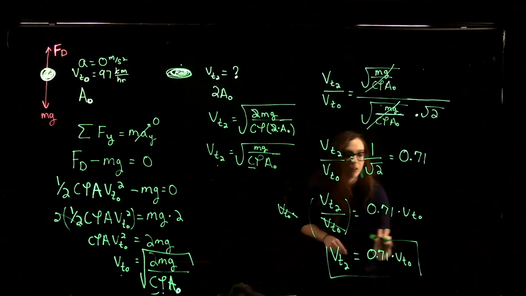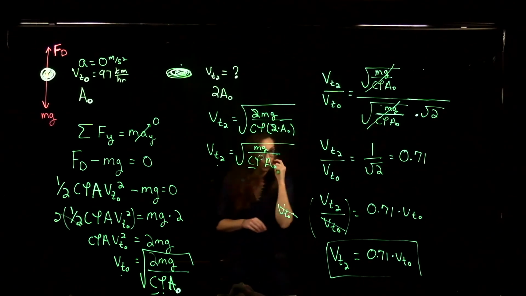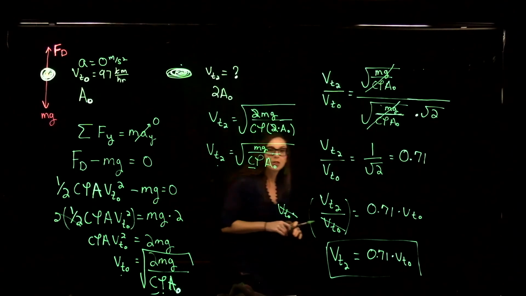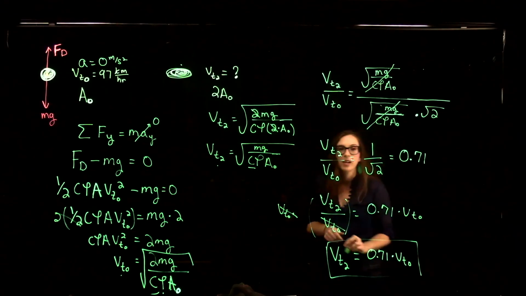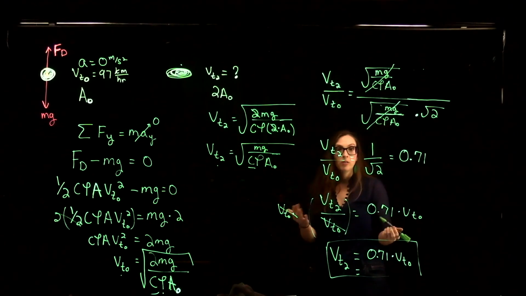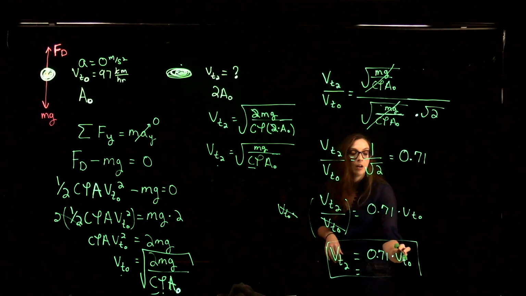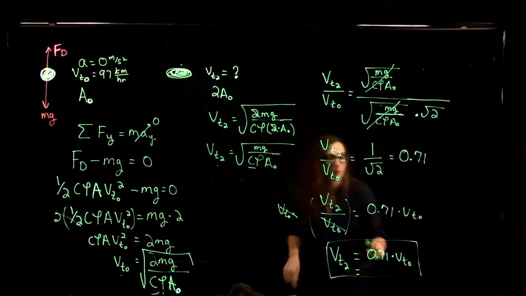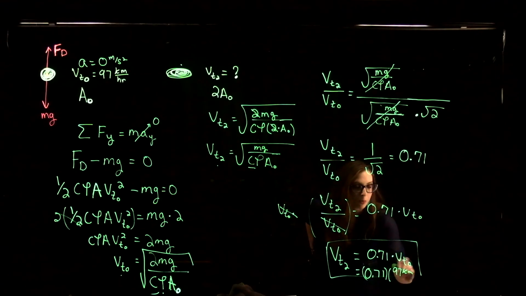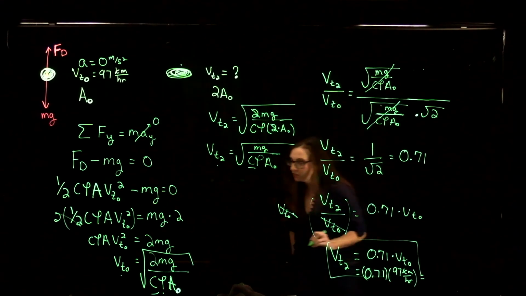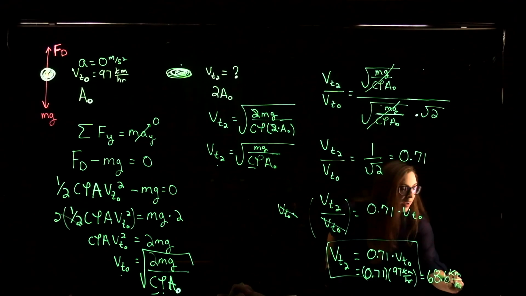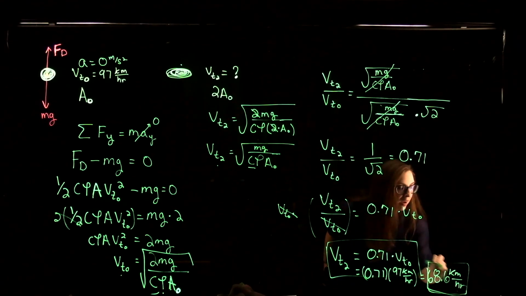So here we derive the equation that we need to solve. When the cat stretches out to twice its area, it's going to have a smaller terminal velocity. That's what this equation says right here. So if I take 0.71, which is 1 over the square root of 2, times our original terminal velocity of the cat, which was 97 kilometers per hour, then I find that the new terminal velocity for the cat is 68.6 kilometers per hour. All right, so that's how we can compare these terminal velocities.